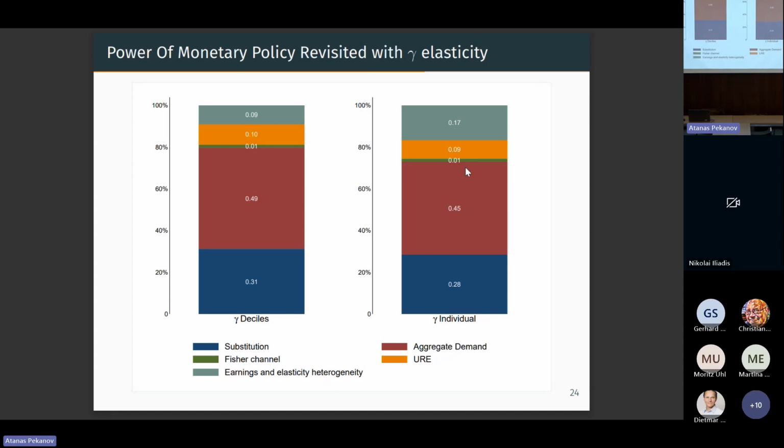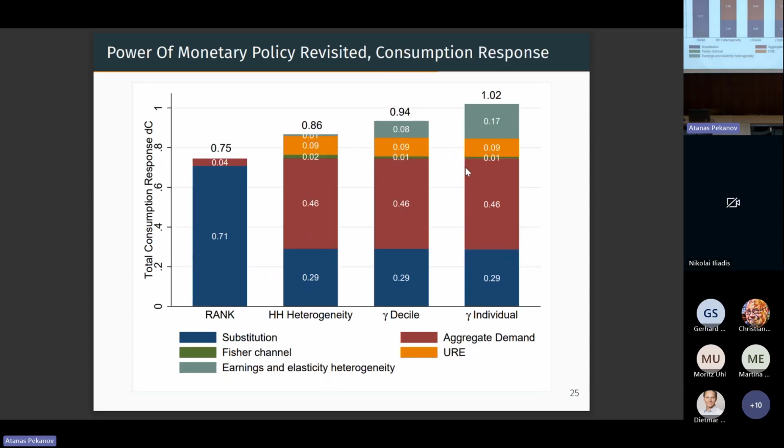And now the final result is basically to show this is our standard case, representative agent New Keynesian model. Interest rate decreases by 1%. How much does consumption respond? It responds by 0.75. Expanding this by first including household heterogeneity, but all the individual earnings react in the same magnitude, so 1 to 1. These gammas are 1. This gives us a total consumption response of 0.86.